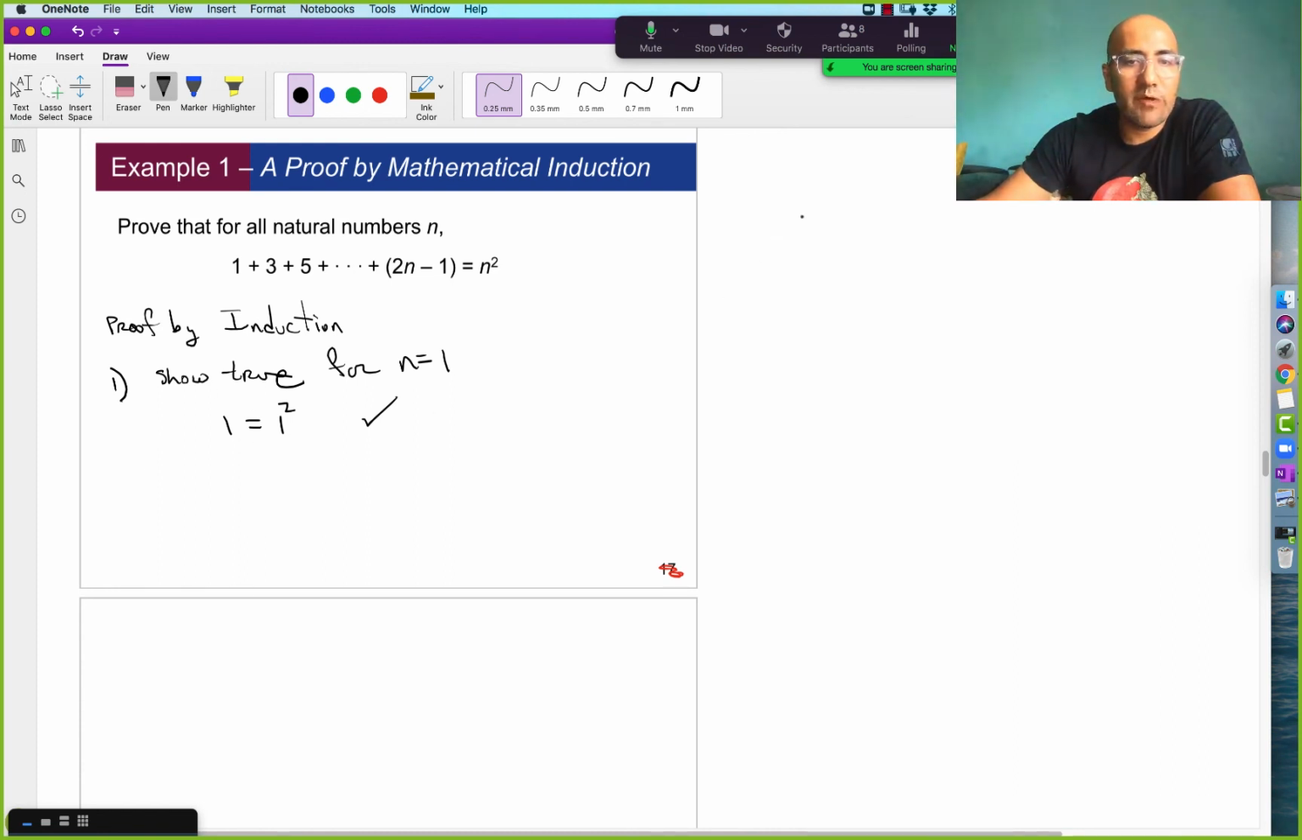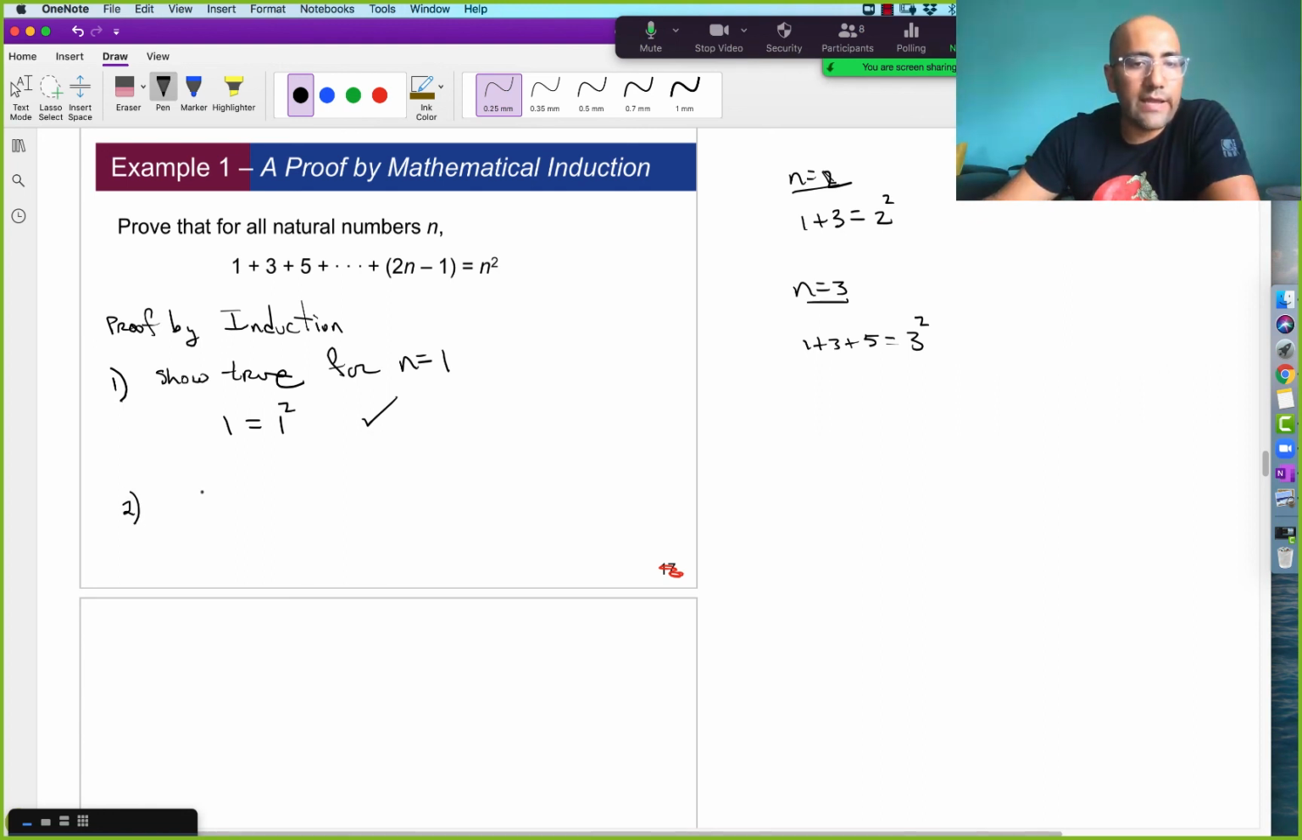Now this is not part of the induction, so I'll put it over here, but if you want to convince yourself, then you would do a couple more. N equals 2, the sum of the first two is equal to this. Yep, that's true. When n equals 3, the sum of the first 3. Yep, that's true. So do a couple. Convince yourself that this is true. But that's not part of the proof, right? You just need to show that it works for 1 as part of the proof.